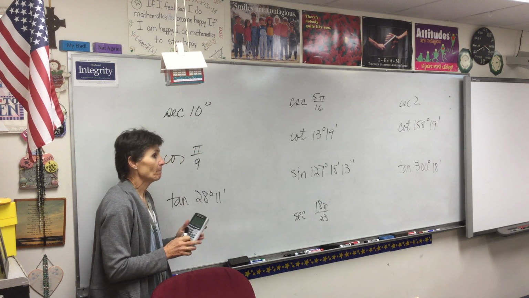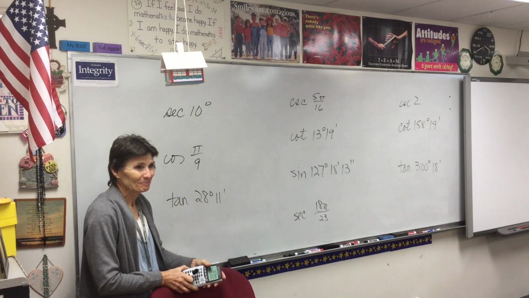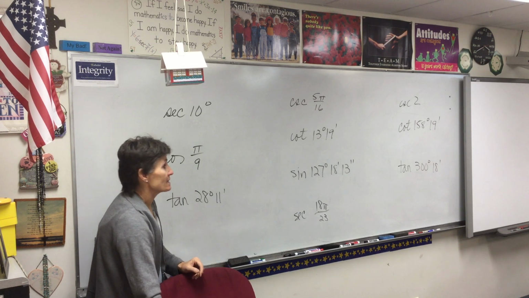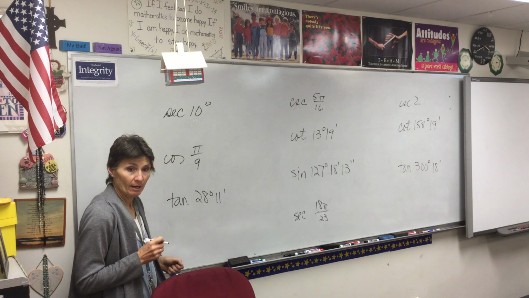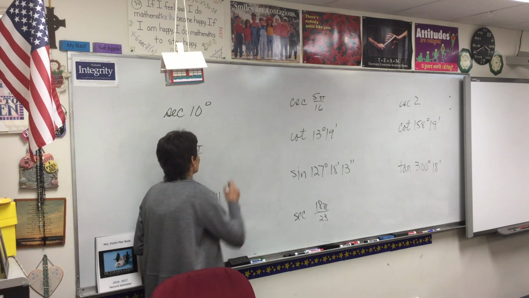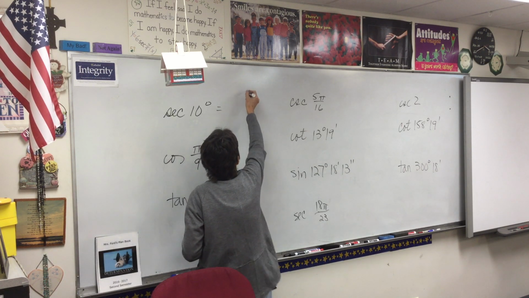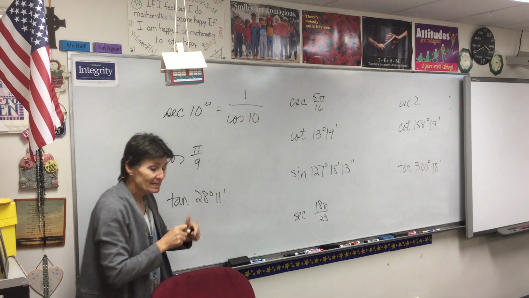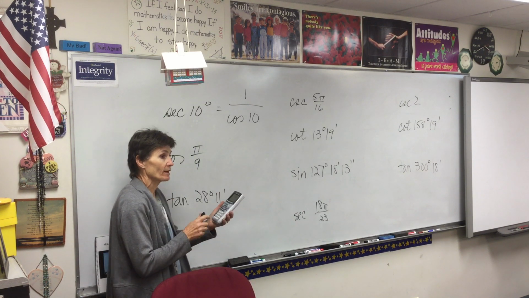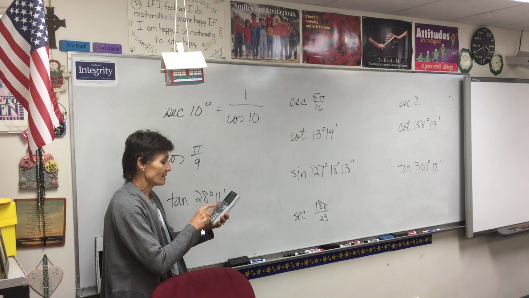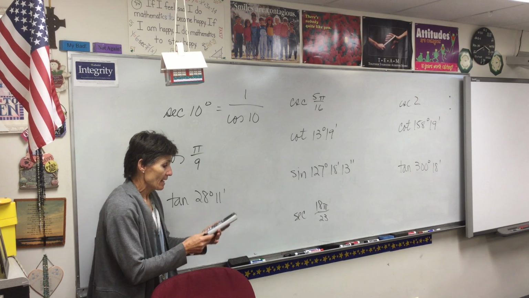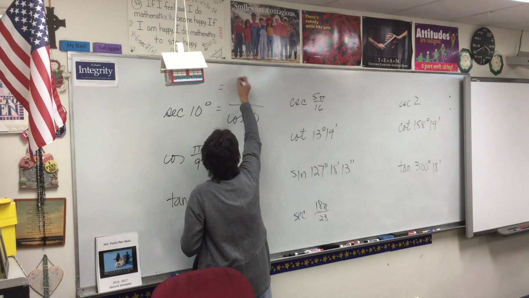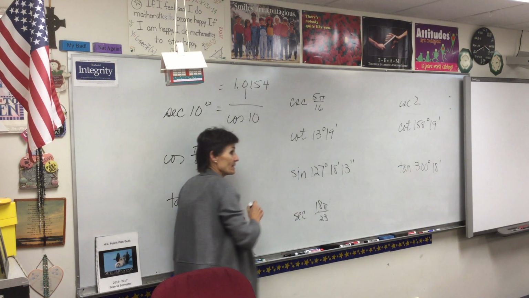Now that would be super simple if I had a secant button. But I don't. What do I know about the secant? It's the reciprocal of cosine. So you're going to physically type 1 divided by cosine 10. That is how we put a secant into our calculator. 1 divided by cosine 10, and the answer is 1.0154. 1.0154. Did everybody get that?